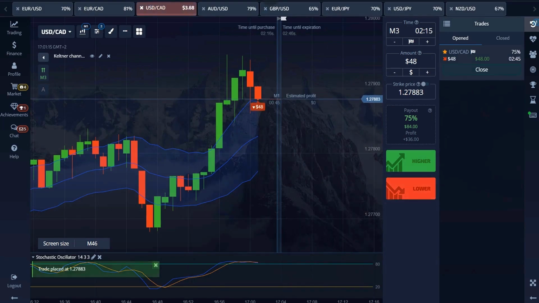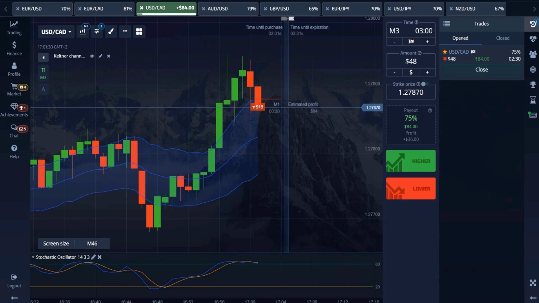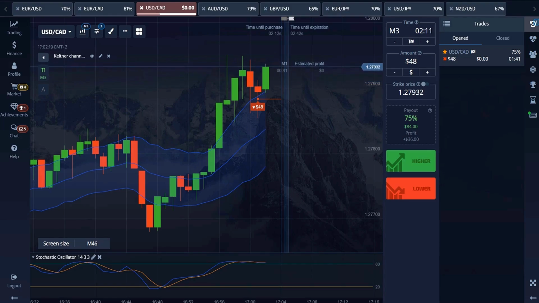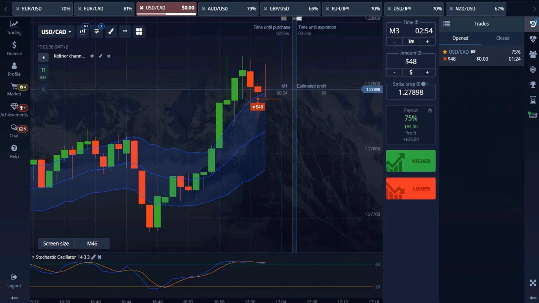This is a perfect sell trade setup, just like we discussed in the rules. Right now, the price is touching the upper line of the Keltner Channel, and at the same time, the Stochastic Oscillator is in the overbought zone. That means the market may reverse from here. So we've placed a sell trade, and now we'll just wait calmly for the result. Patience is key, traders. Don't panic or rush. Let the market do its thing.